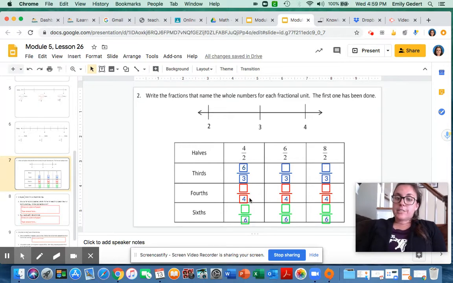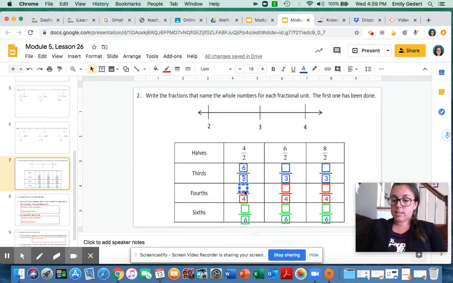What number divided by 4 equals 2? That's the same as thinking of 2 times 4 equals 8. So 8 would go here. So you're going to fill that in. Here, these all equal 2. These middle fractions are all going to equal 3. And these last fractions are all going to equal 4.